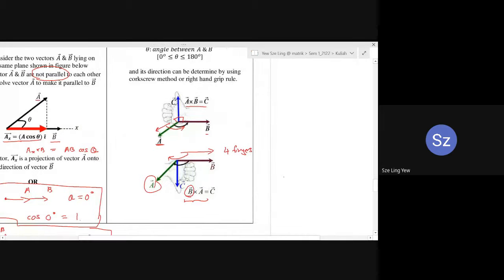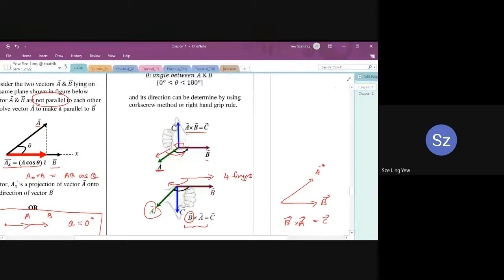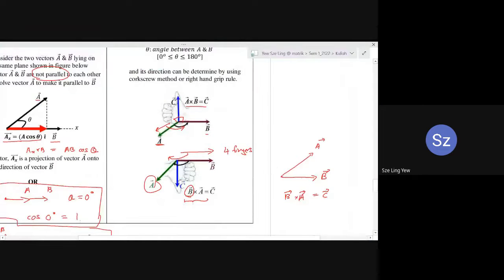So if the question gives you B here, and then your A is behind it. And then the question asks you to determine the direction of C if you have B cross A. Okay, you have B cross A equals C. So where is your C now? Where is your C now? So what are you going to do? You point your 4 fingers towards the direction of B, and then you curl them backwards towards direction A. You close your fingers. You will see that C is going up now.